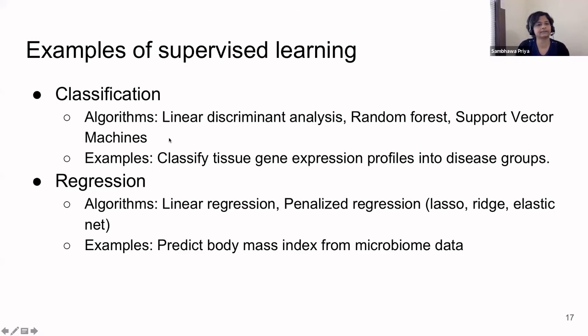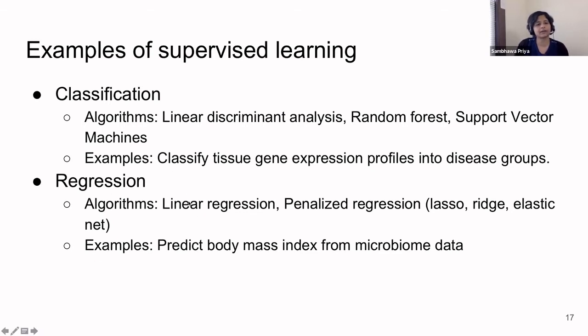So basically you would have some samples labeled as cancer or not cancer, and other samples where you don't know the label, which is your test set. Then you predict whether that sample is cancer or not, based on the gene expression profiles learned from the training data. And then there are regression problems, where there are different algorithms.